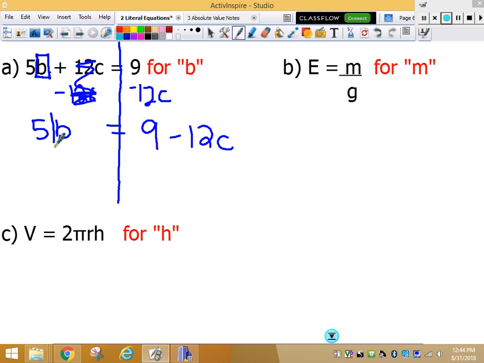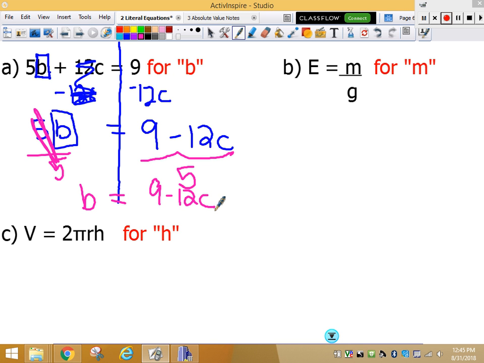Last step, B is still not by itself, so I need to move that 5. These are multiplying. The opposite of multiplying is dividing. Now on these, I'm going to make it a little easier for you. We can just do it like this. So my final answer, B is by itself, is 9 minus 12C divided by 5.